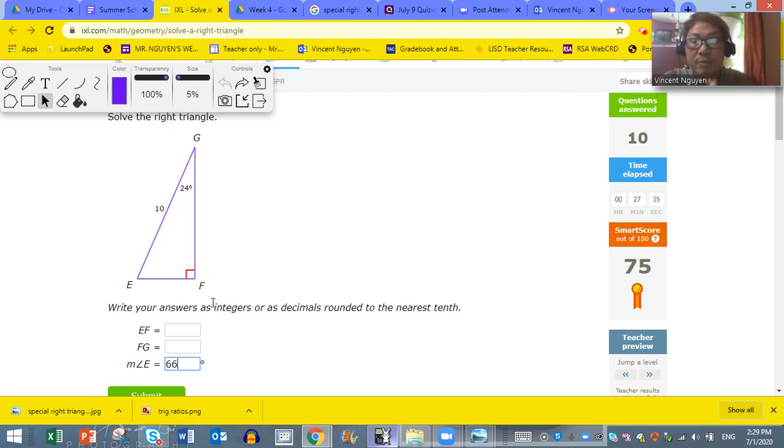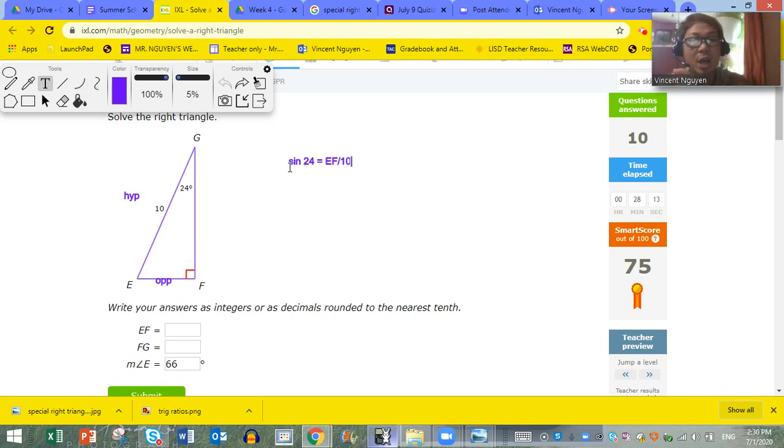Now, look at what you're given. You're given an angle G and the hypotenuse. If you're looking for EF, my reference angle is 24, so EF would be the opposite, and this is the hypotenuse. So I have opposite and hypotenuse. That means to find EF, I can do sine. So sine of that angle, 24 degrees, equals opposite, which is EF, divided by hypotenuse, which is 10.